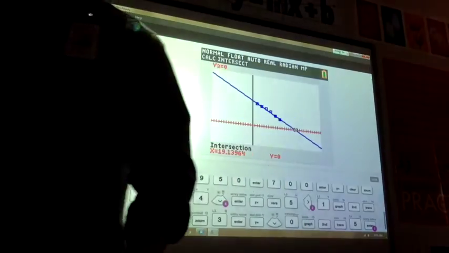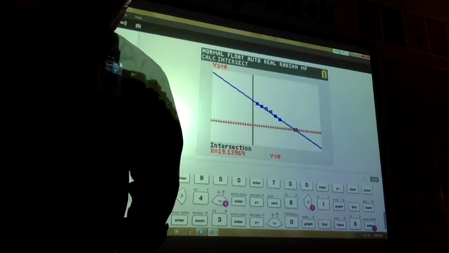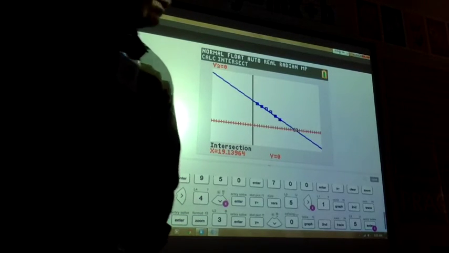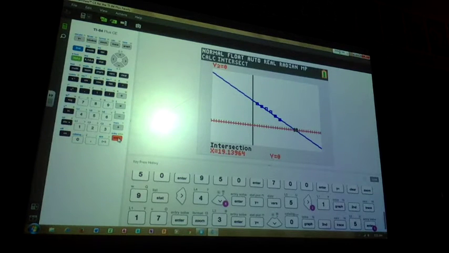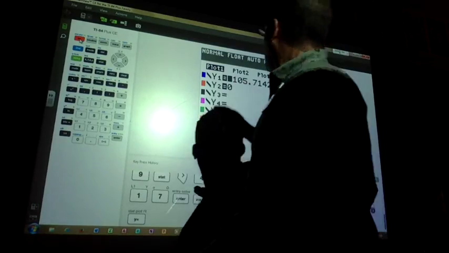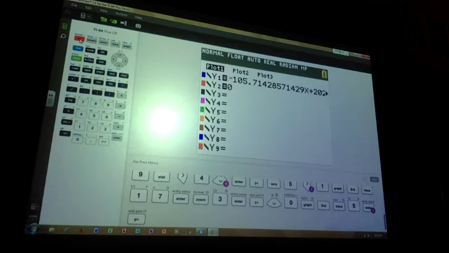So, what is the slope in the context of our problem? I don't even know what our slope was. What did we say was on our linear equation? It was y equals. So I spend $105.71 per week. That's what basically this linear equation says.